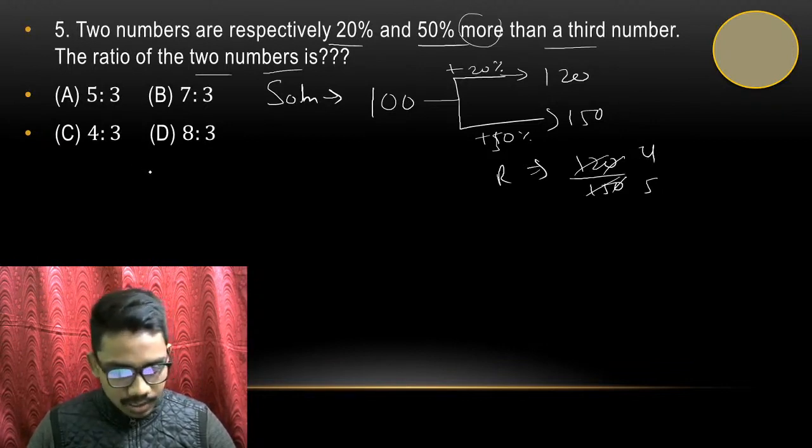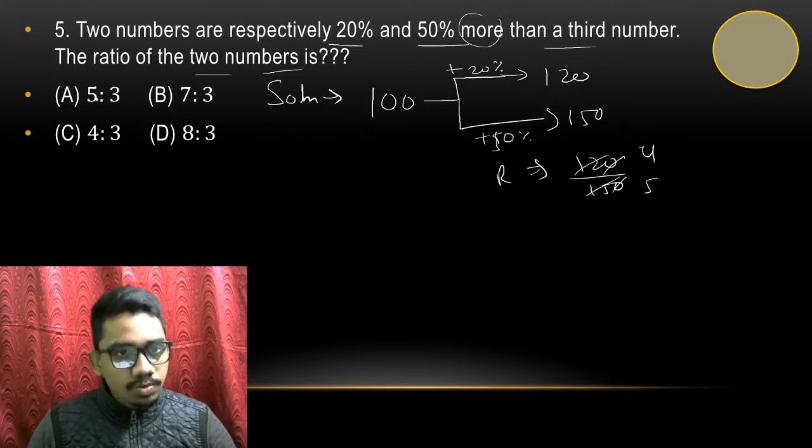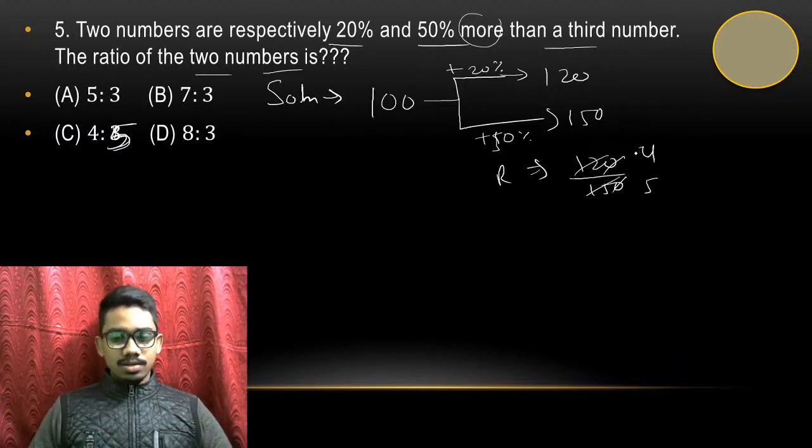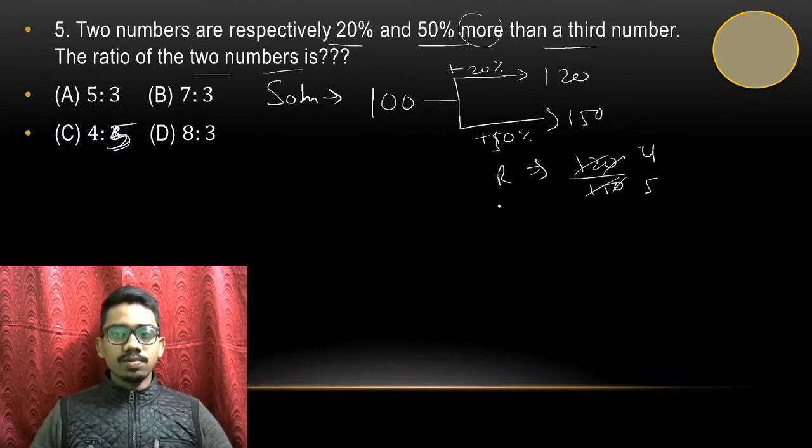The answer options are wrong, guys. One option will be 4 ratio 5 instead of 4 ratio 3. This will be option number C. It will be 4 ratio 5, guys. Yes, so it will be 4 ratio 5.